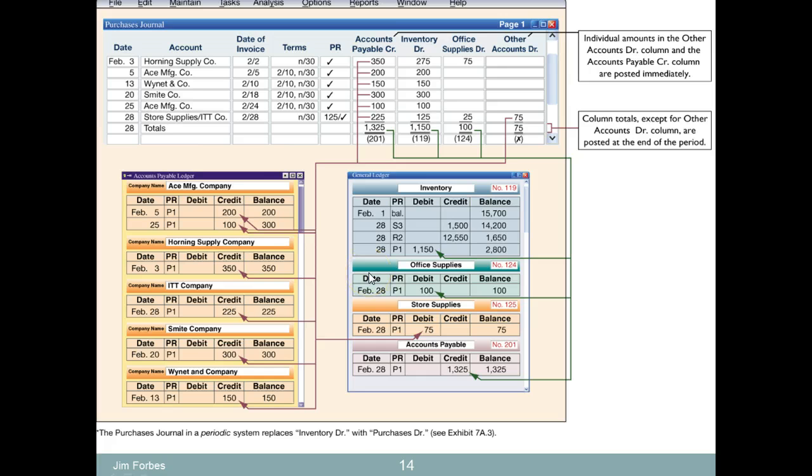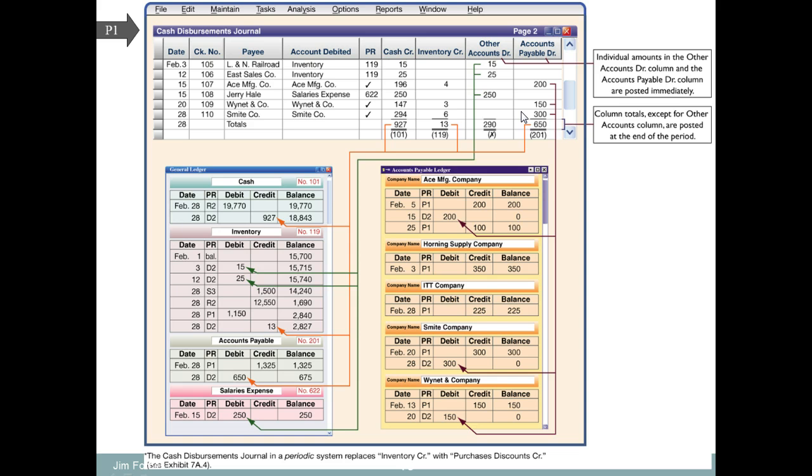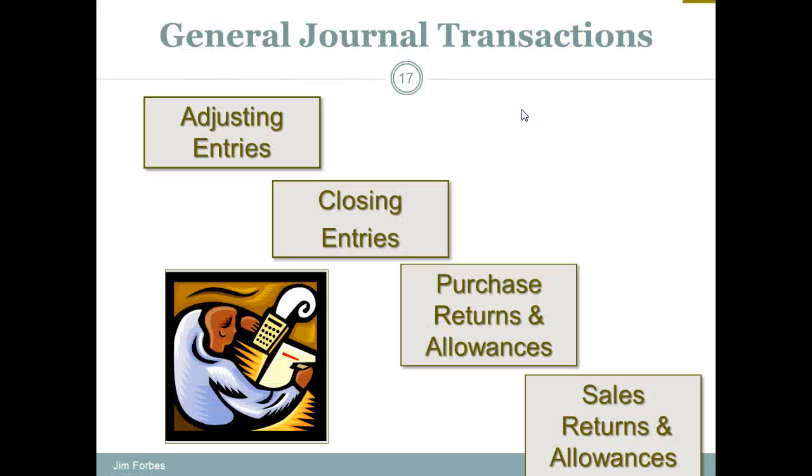And again, I'm just not going to go through every one of these. I think, again, you have to prove that these are in balance, that the accounts payable is going to match the accounts payable subsidiary ledger. Should be no surprise there. And there's this documentation to show that process.